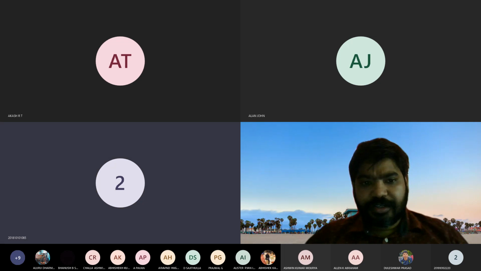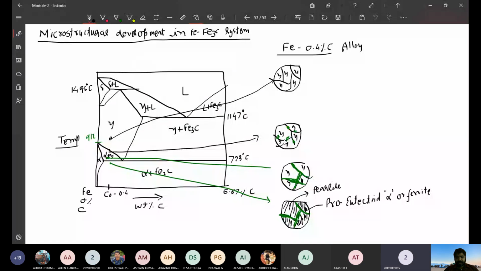Okay, all of you can see the screen? Yes, sir. Okay, good. So what we were talking about in the last class is the microstructural development in the iron carbide system. And in that system, we have taken a steel with a composition of 0.4% carbon.